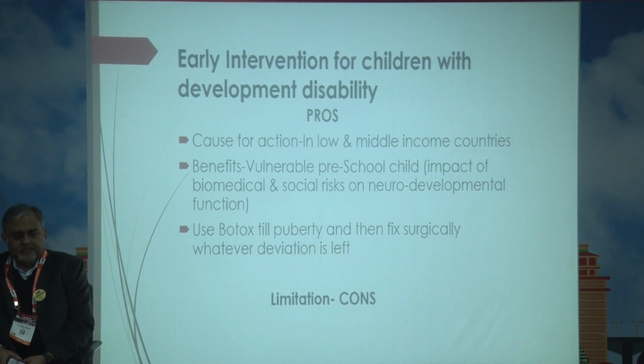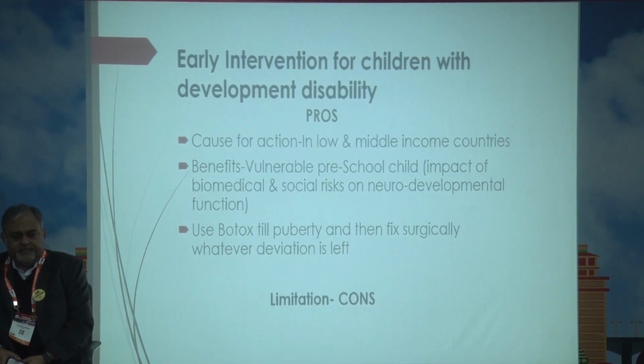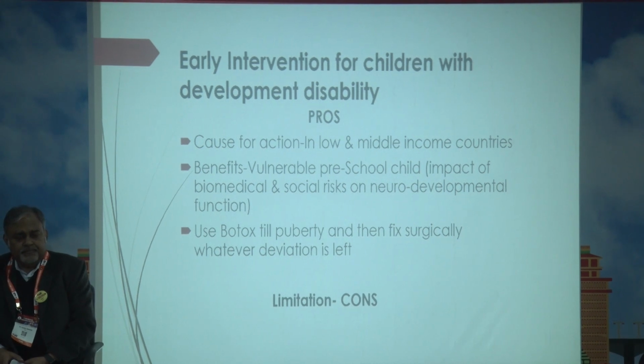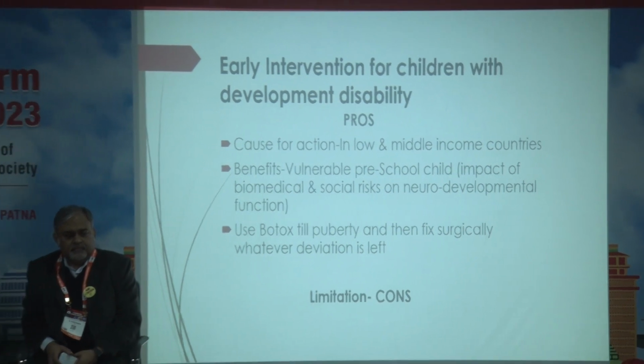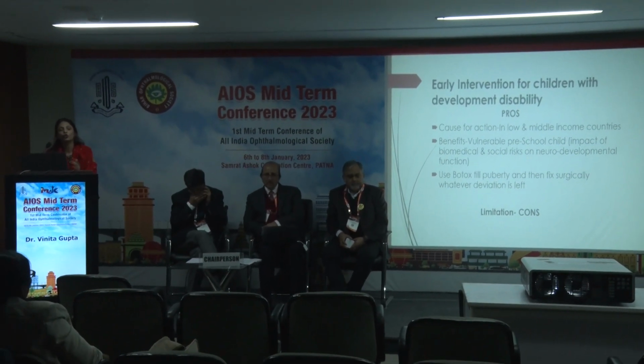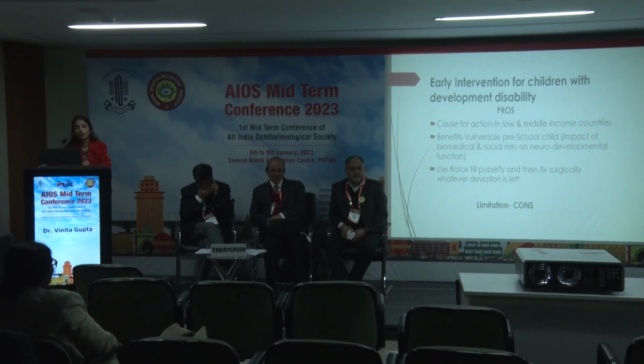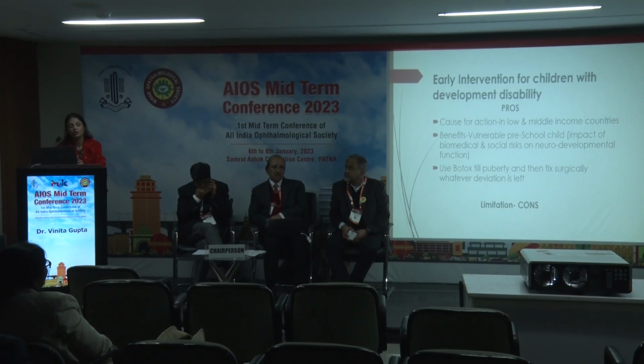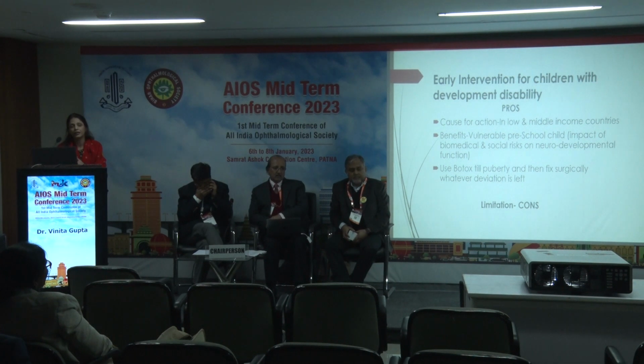Another important thing in these children, especially in countries like ours, is that they are in the vulnerable preschool age group, where whatever benefit we can give them will have an impact on the neural development delay. So we should try to align them to some extent. Even if you're not able to do surgeries, we can use Botox till puberty, and then when we get a better assessment, we can do surgeries in the cases where it is indicated.